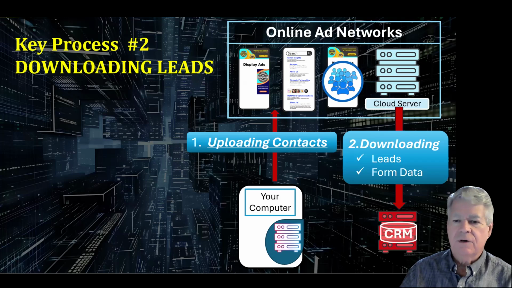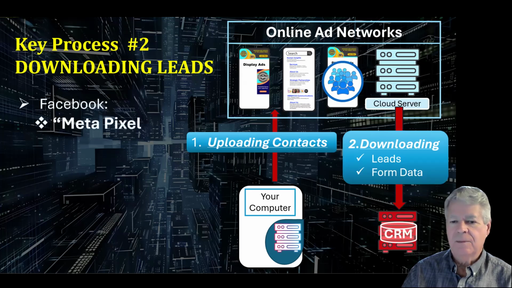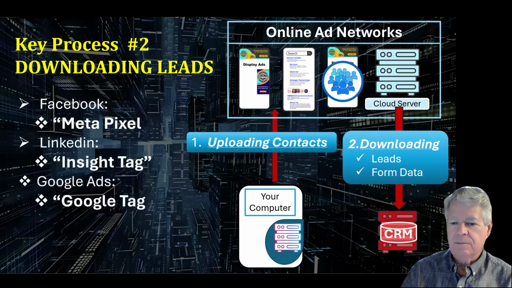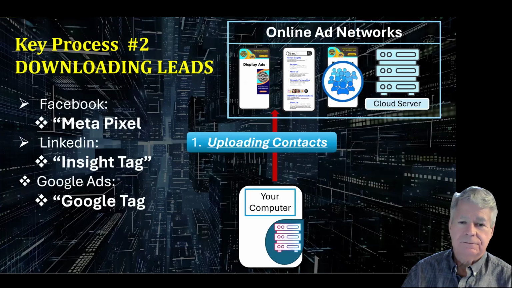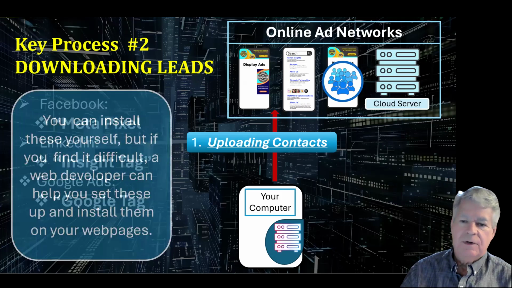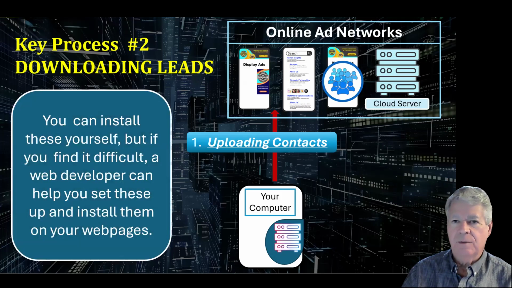Ad networks can also track activity on your website using a pixel or an ad tag, which you can place on individual pages in your website. Facebook and Instagram use the Meta pixel, LinkedIn uses their Insight tag, and Google uses their Google tag. They can track clicks both on the ad platform and on your website to provide you with a complete picture of your engagement and conversions during a campaign. You can install these yourself, but if you find it difficult, a web developer can help you set these up and install them on your web page for you.